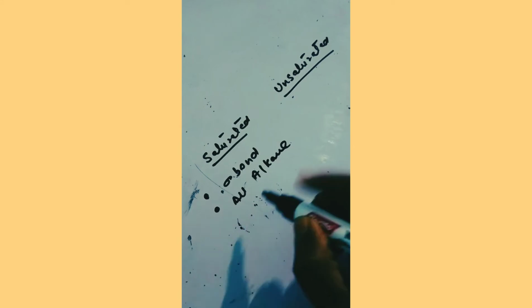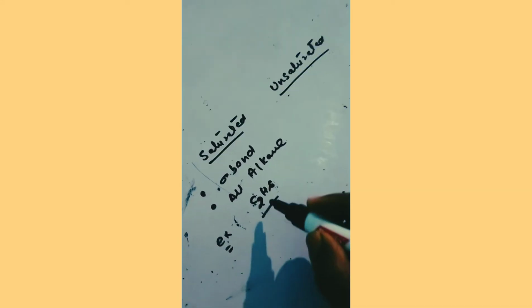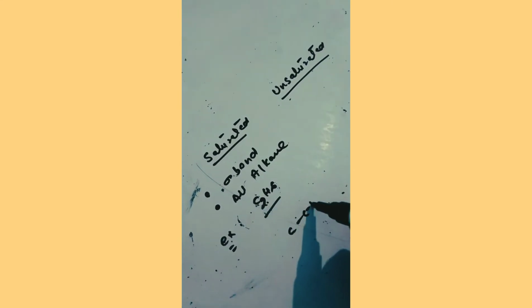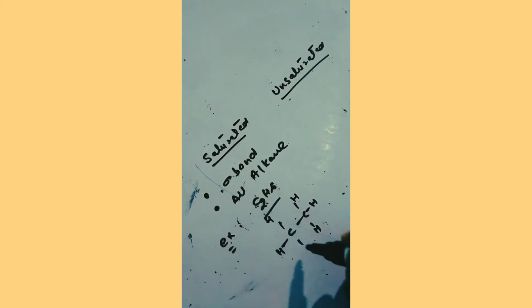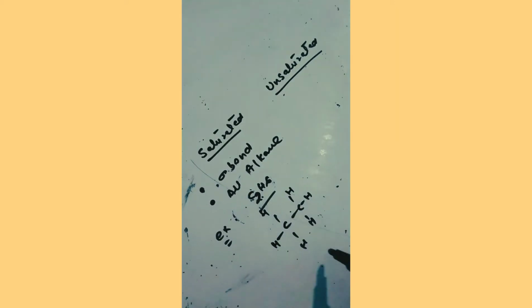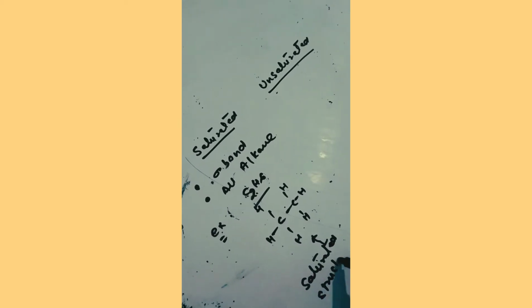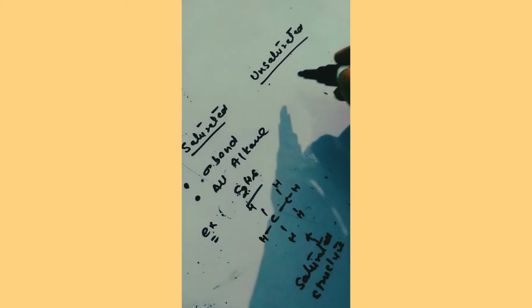The next point is that suppose we take here one example, C2H6. C2H6 means first of all you will draw the two carbons, and you will attach six hydrogens. So these are the sigma bonds, and because only sigma bond is present, this structure is called a saturated structure. So it is the simple characteristic of saturated molecules.